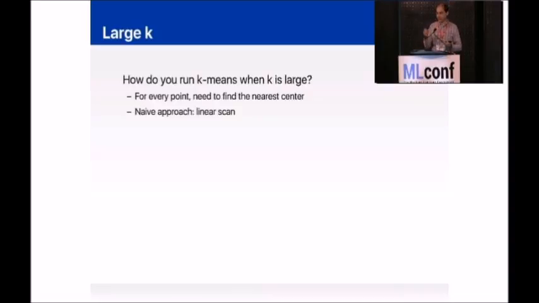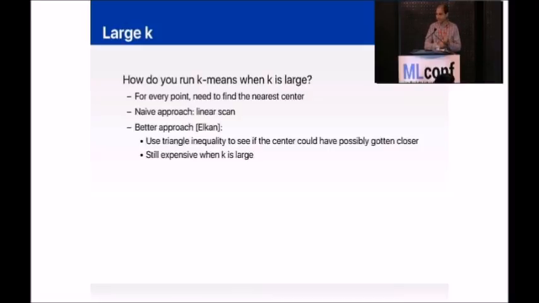So the naive approach is a linear scan. I have a point, I have 1,000 different centers. I compare distance to 1, distance to 2, distance to 3, distance to 7, distance to 1,000. And then I take my second point. Maybe I do this in parallel, but I take my second point and I do all of this. So we can do slightly better.